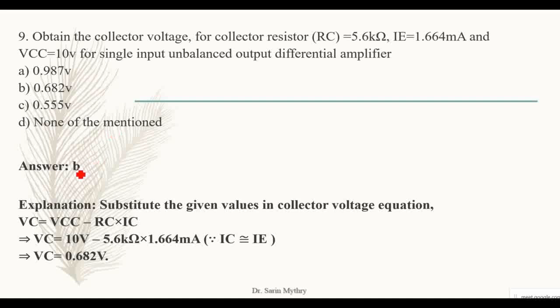When you substitute, all values are known to us; only the unknown value is VC. So the collector voltage is equal to 10 volts minus 5.6 kilo ohms into 1.664 milliampere. And we know that IC is almost equal to IE, that is, the collector current is almost equal to the emitter current. So ultimately you get VC equal to 0.68 volt. So option B is the correct one.